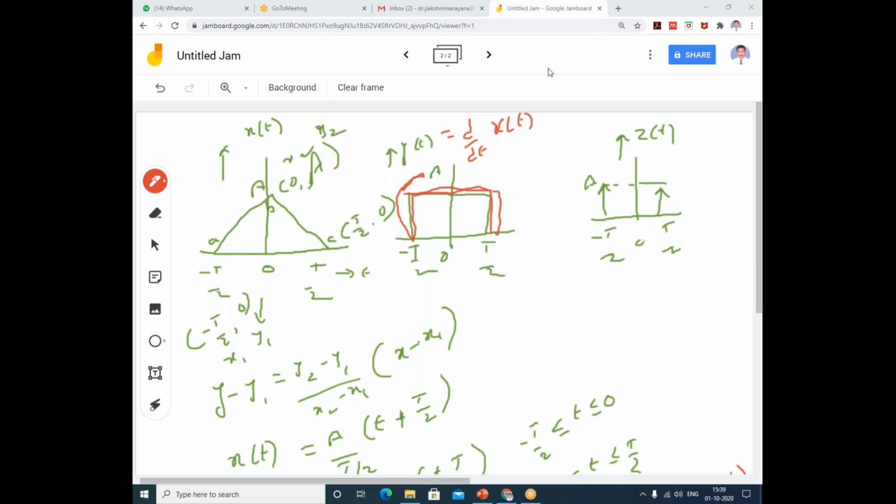So if you differentiate this y of t, you will get z of t. So my z of t is nothing but d by dt of y of t. Now please try to understand. When you differentiate y of t, at this place the amplitude is varying, and at this place the amplitude is varying. In between that the amplitude remains constant. So you don't have the waveform in between minus T by 2 to T by 2.